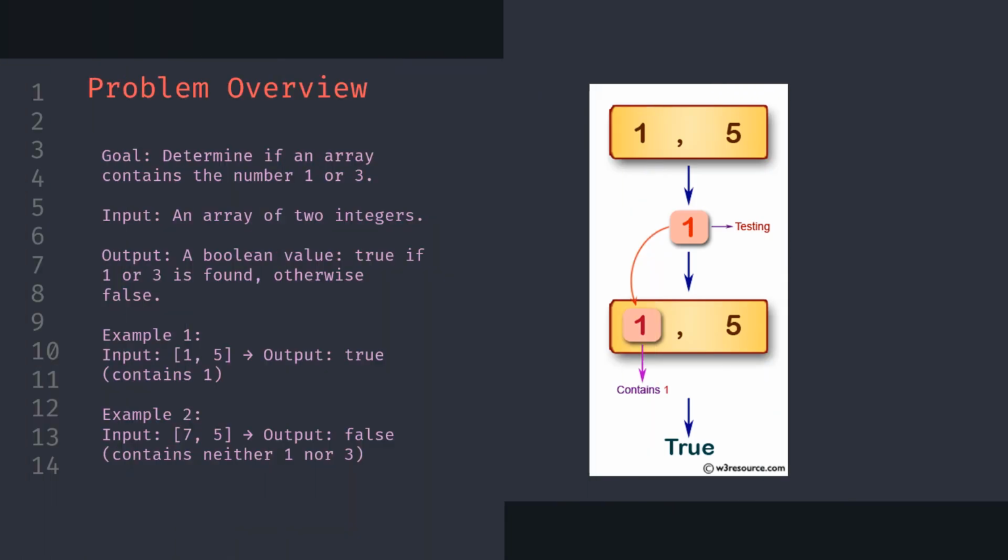Before we dive into the code, let's first understand the problem we are solving. Our goal is simple: to determine if an array of two integers contains either the number 1 or 3. The input is always an array with exactly two integers, so we don't have to handle variable length arrays. If the array contains a 1 or a 3, we'll return true. Otherwise, we'll return false. This task might seem straightforward, but it's a great opportunity to explore some useful JavaScript methods for handling arrays.